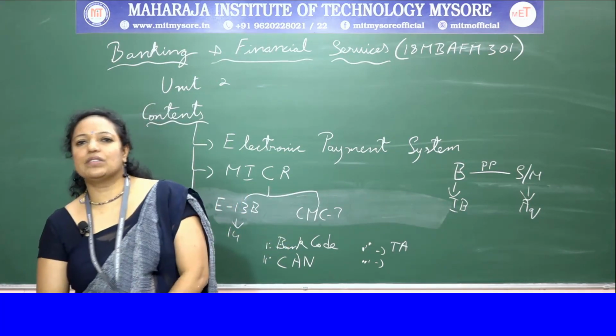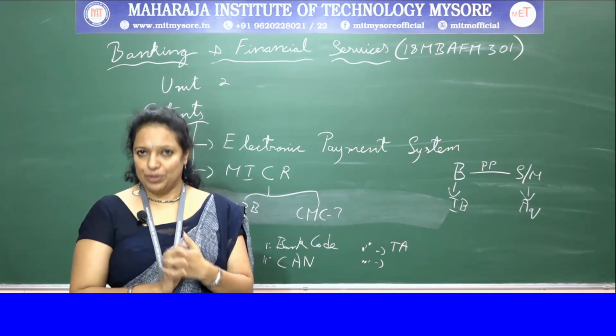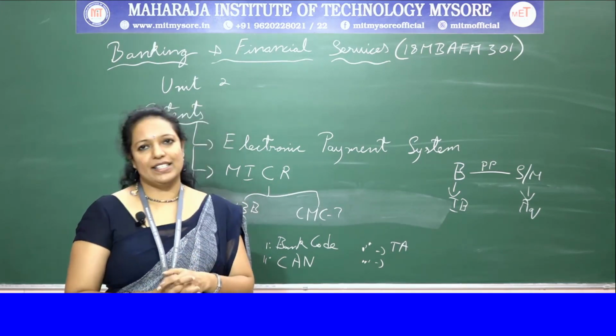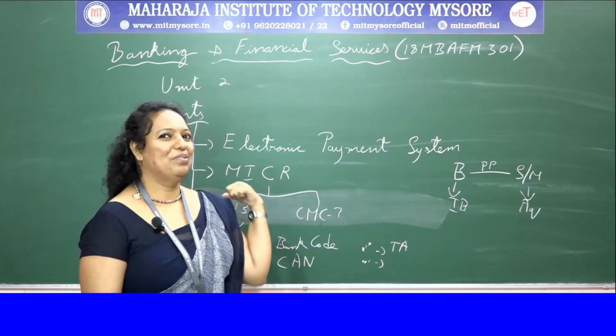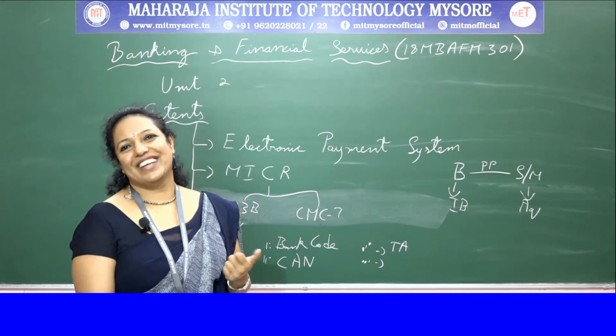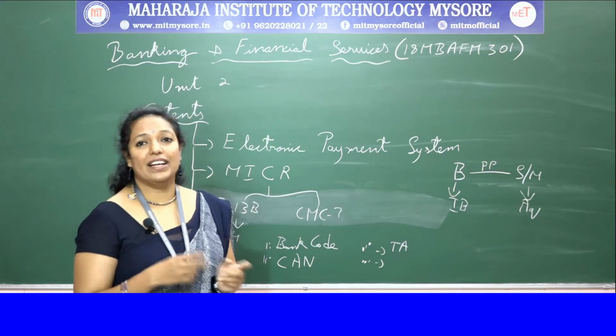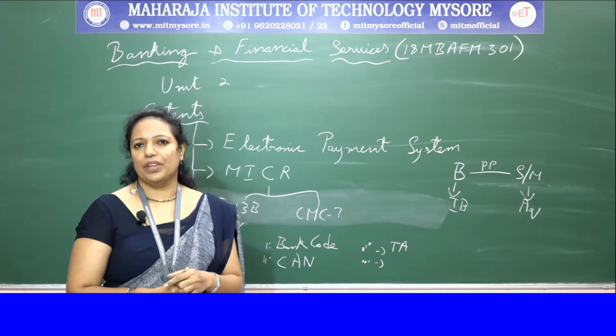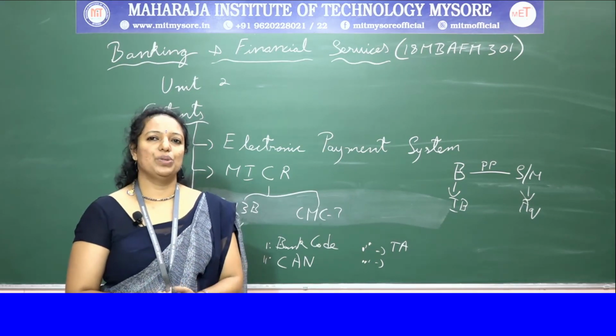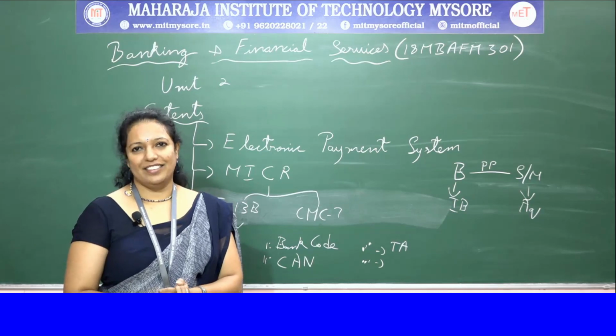So these are the topics which we have discussed in today's class. In the next class, we'll move on with the topic check truncation, which was pending today. Okay, after check truncation we have the electronic clearing system, these two, and EFT. Okay, these are some of the topics which we are going to discuss in the next class.